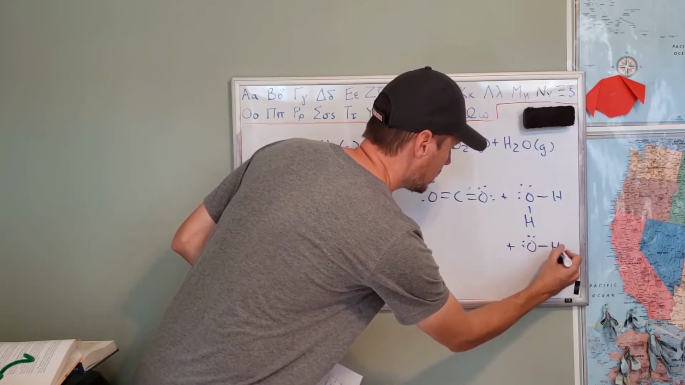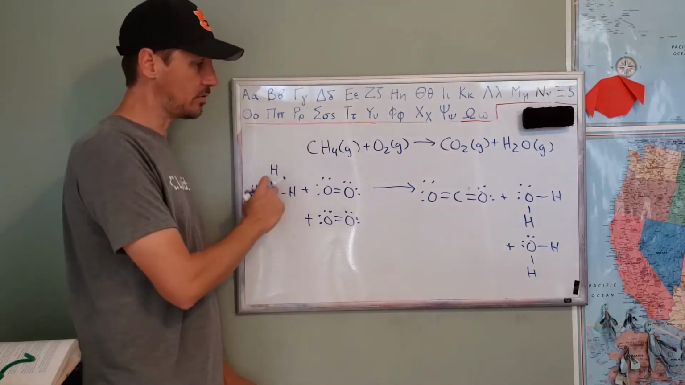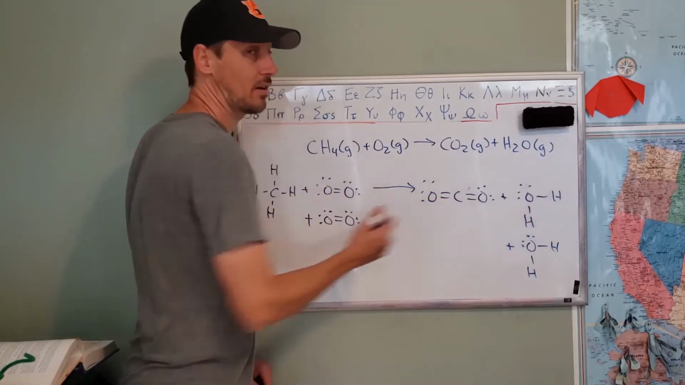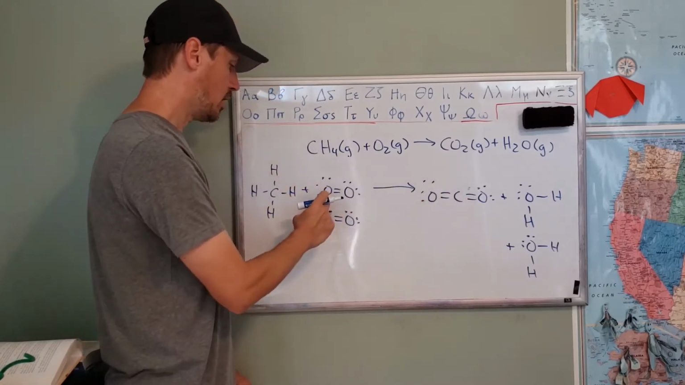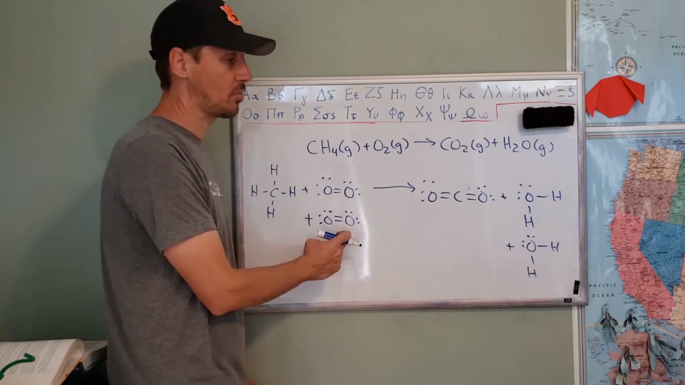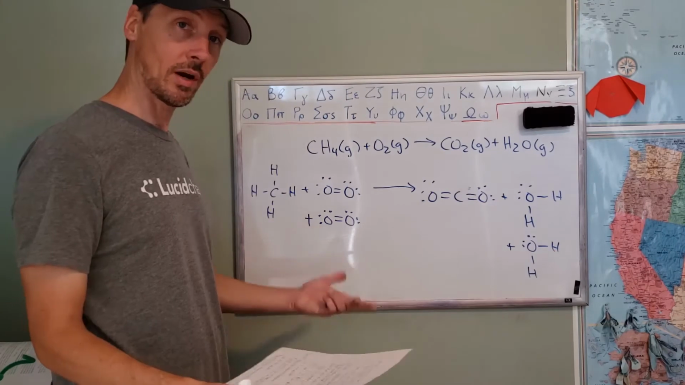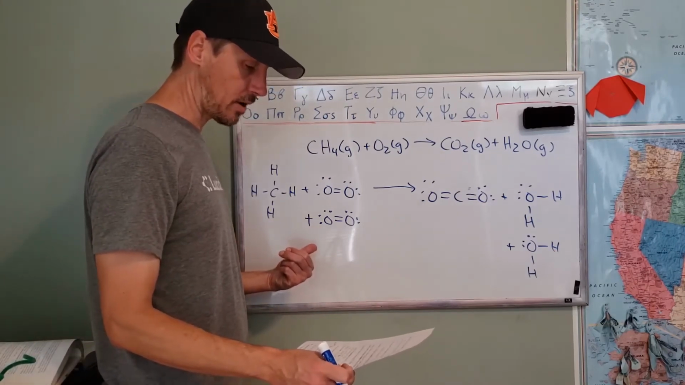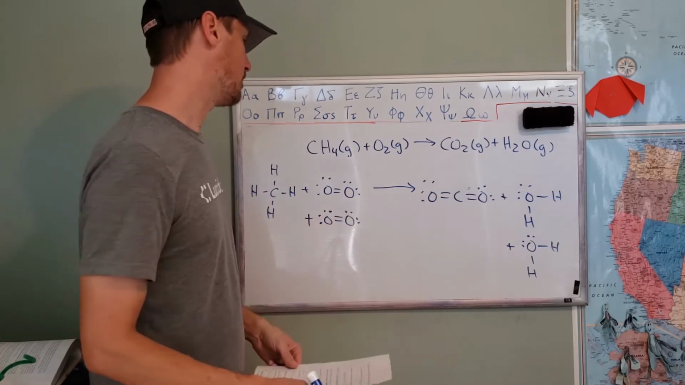So let's see what happens if we count them up now. Well, we've got 4 H's over here. Guess what? 1, 2, 3, 4. We've got 4 H's over there, right? On this side, 1 C. On this side, 1 C. On the reactant side, we've got 1, 2, 3, 4 O's, and on the product side, we have 1, 2, 3, 4 O's. Right. So now we're balanced. We have the same number of atoms on the left side that we have on the right side.